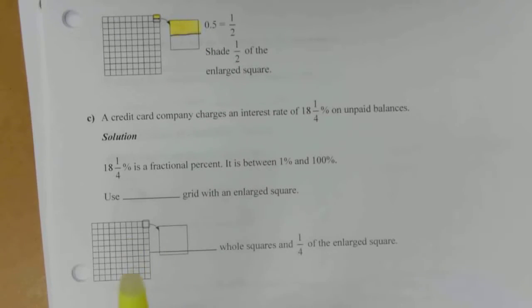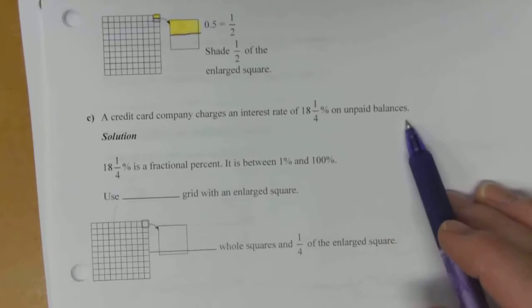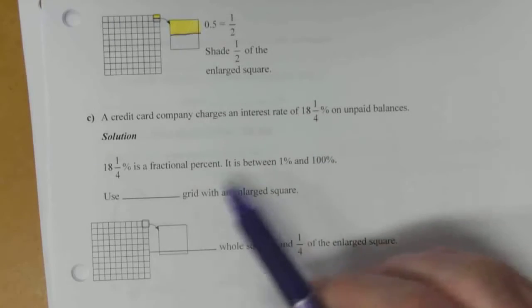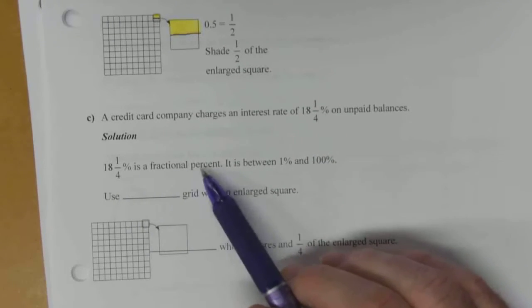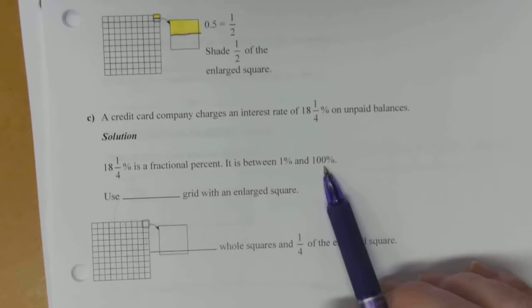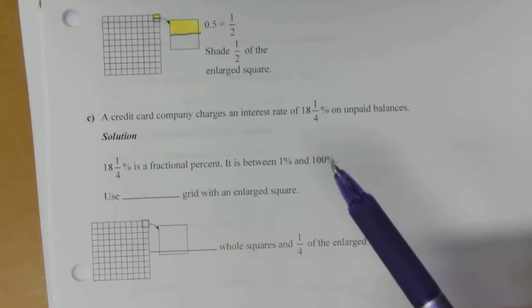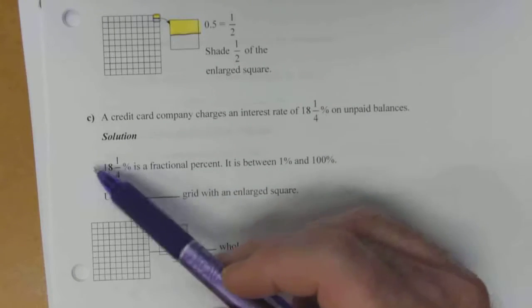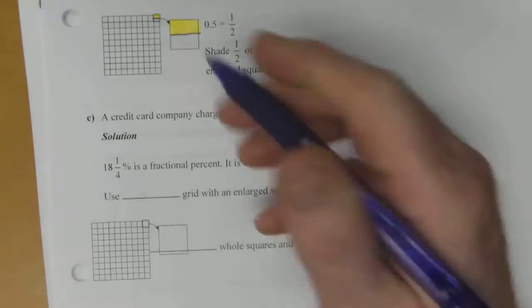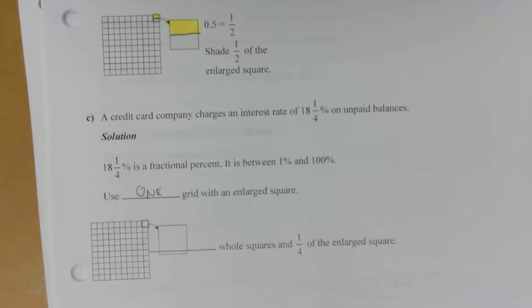Part C. A credit card company charges an interest rate of 18.25% on unpaid balances. 18.25% is a fractional percent. It's between 1% and 100%. It's actually between 18% and 19%. So it's less than 100%, so we can use one grid with an enlarged square. And in this case, the fractional part is 1/4.